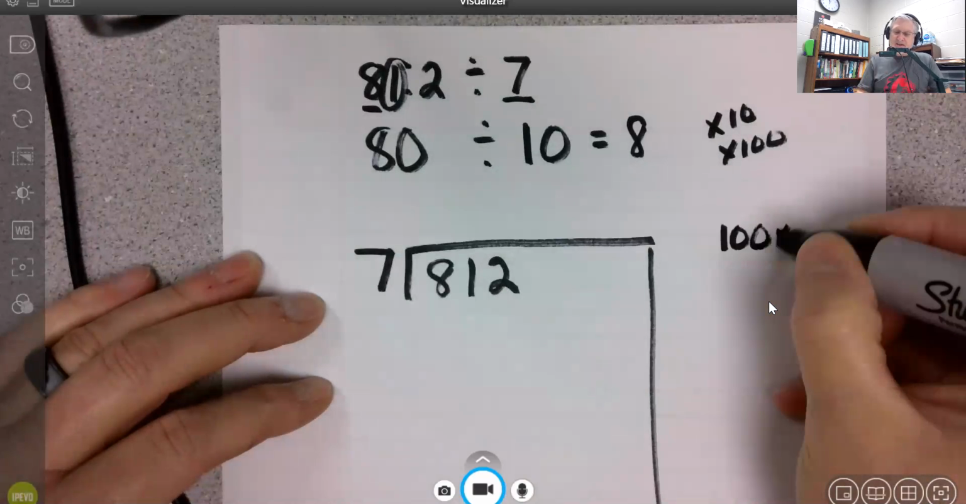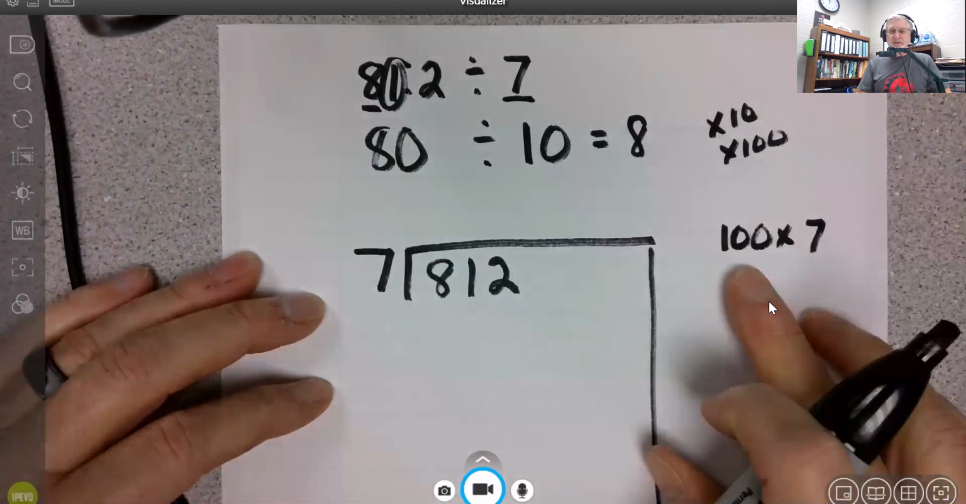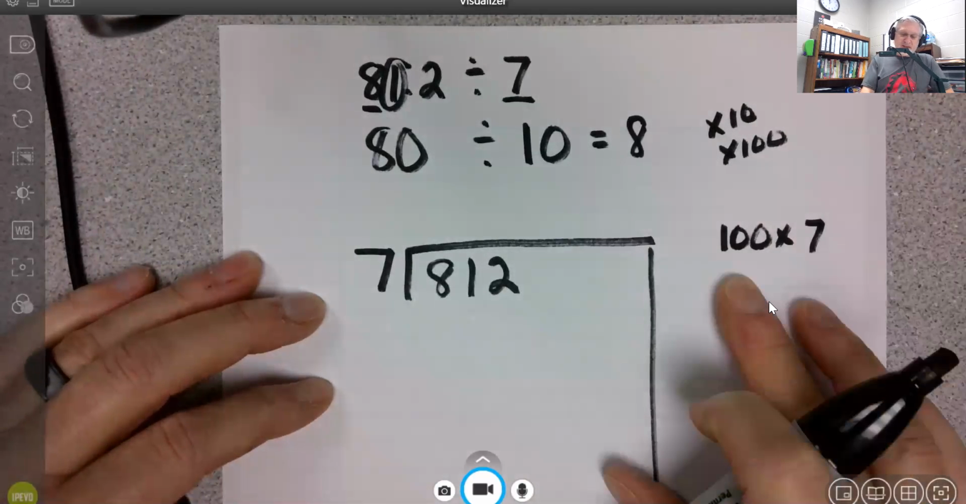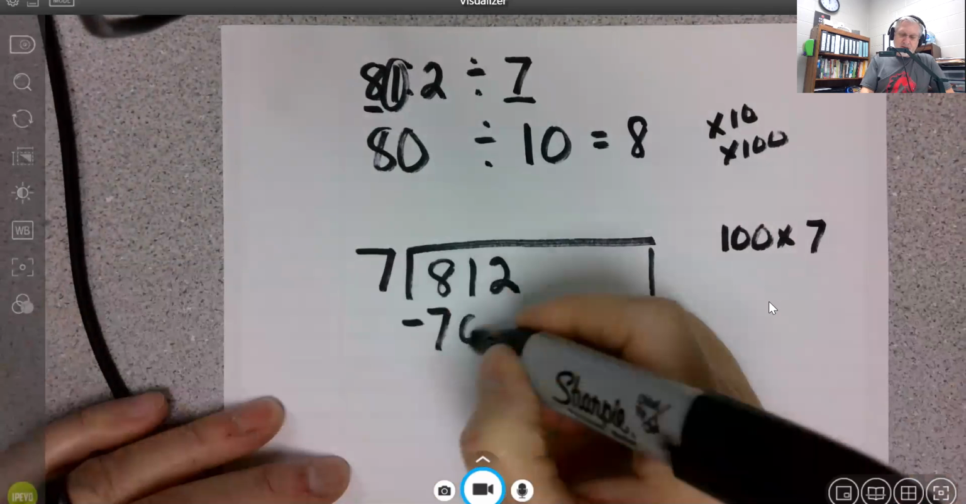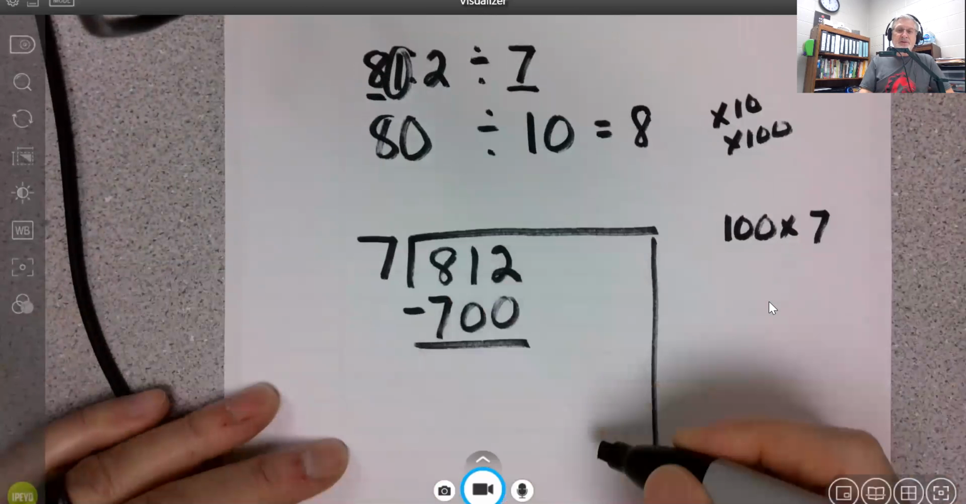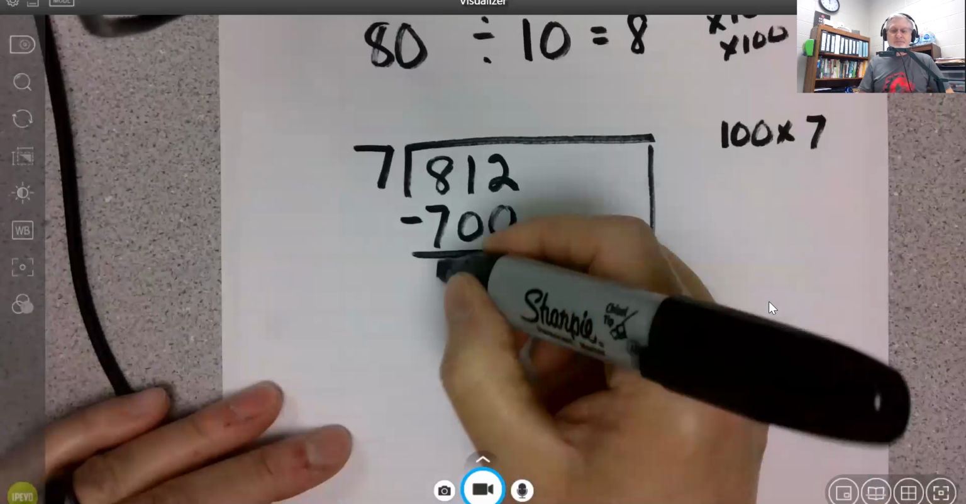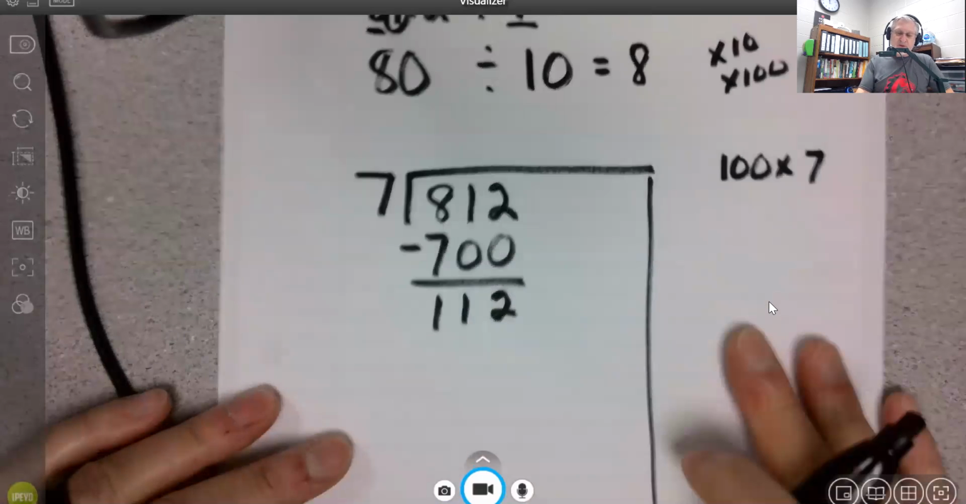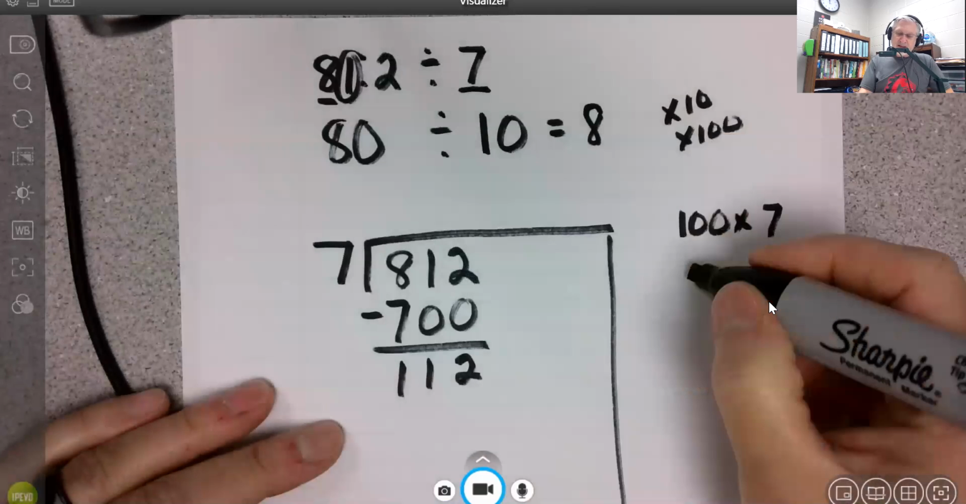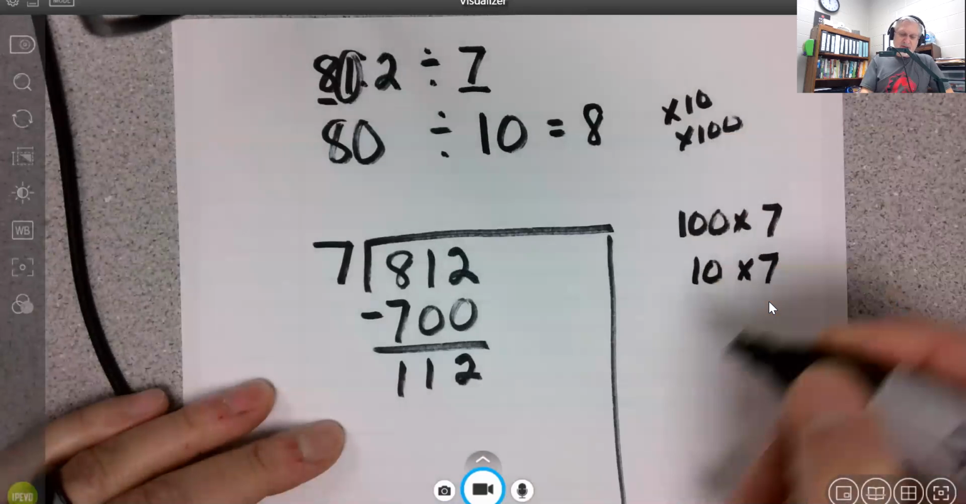Okay, it doesn't matter if I put the 100 first or the 7 first. Okay, it's 700. So I'm going to subtract 700 from 812, and I get 112 back. All right, I can't do another 100, but I can do a 10. 10 times 7 is 70.